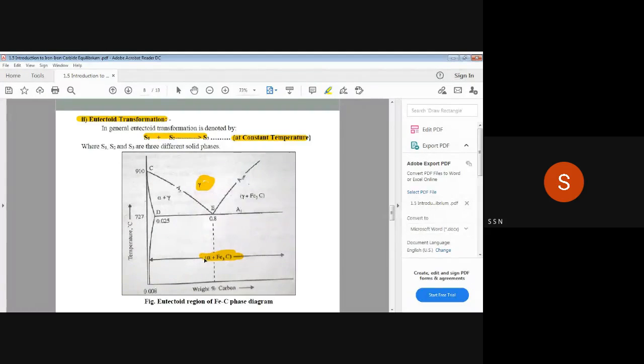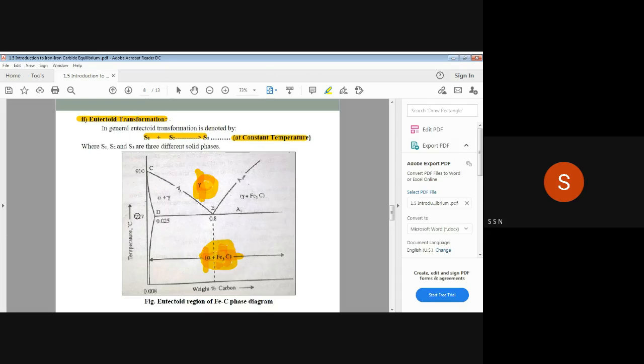So here these two solids combining are alpha ferrite and Fe3C. Fe3C, we are calling it iron carbide or simply cementite. Iron carbide, I already told you, is in the solid phase. Alpha ferrite is also in the solid phase, and gamma austenite is also in the solid phase. So here two solids are combining to give one more solid. This transformation is called eutectoid transformation.